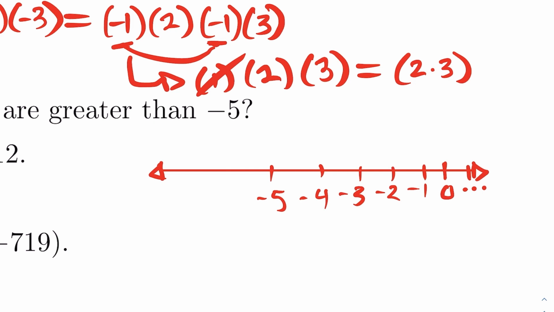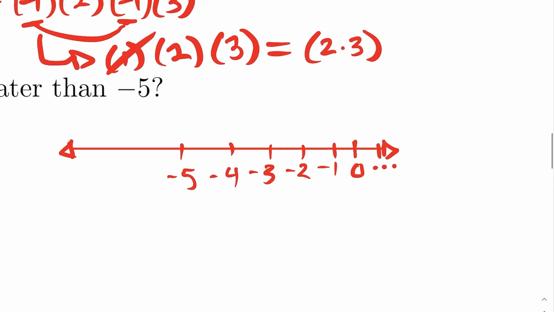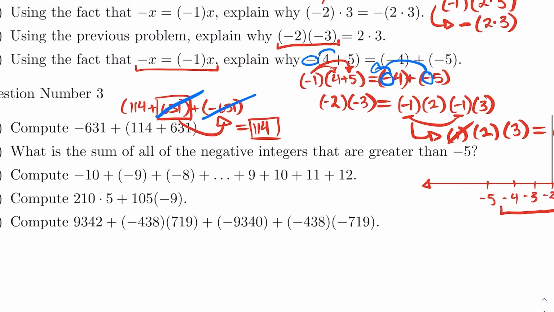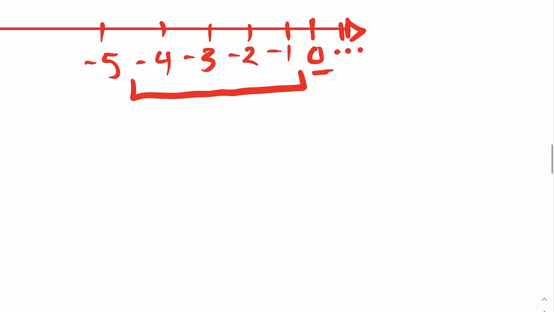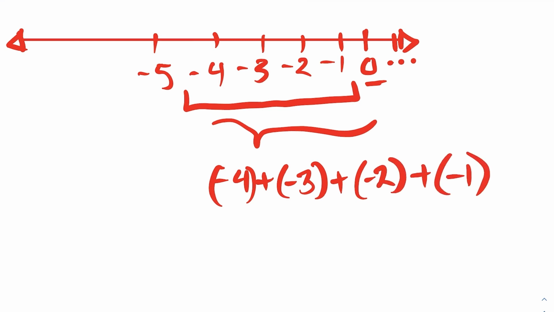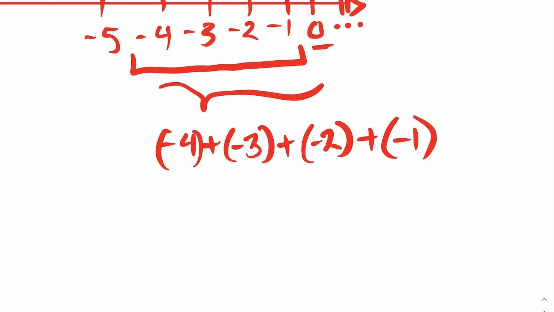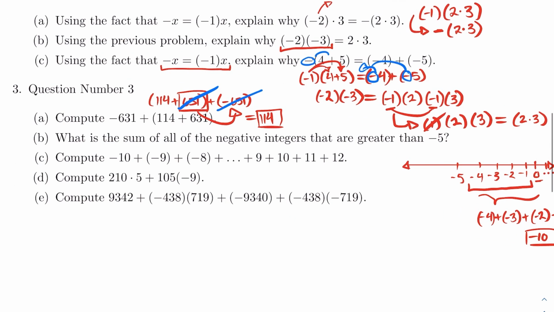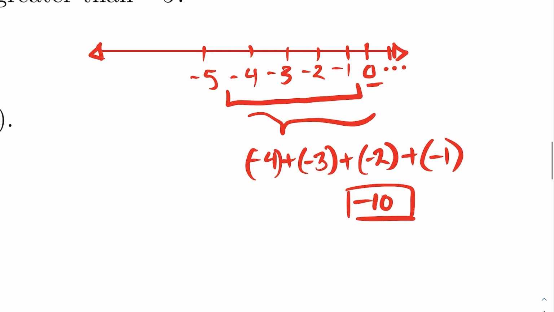And what we want to know is everything greater than -5 combined before 0, because these are all negatives. These are the negative integers. So that's going to be -4 plus -3 plus -2 plus -1. If we add the 3 and 2, that's going to be 5, and then that's going to be -10. And so that's going to be our sum of all the negative integers that are greater than -5.